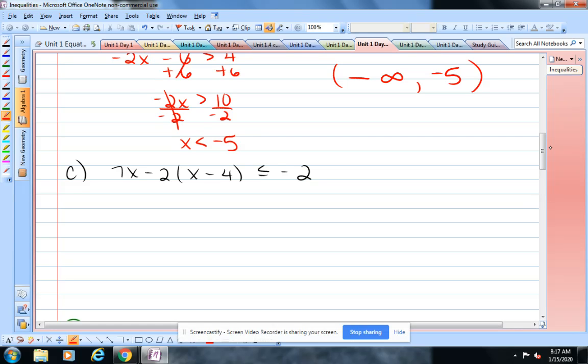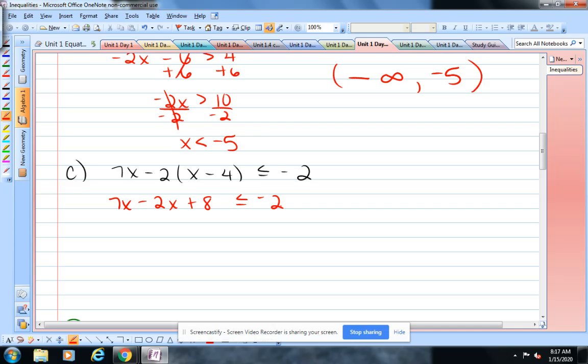All right, 7x minus 2 parentheses, x minus 4. What's this symbol? Less than or equal to negative 2. All right, what do we want to do first to solve for x? Distribute. So copy 7x. What's negative 2 times x? What's negative 2 times negative 4? Positive 8. Less than or equal to negative 2.